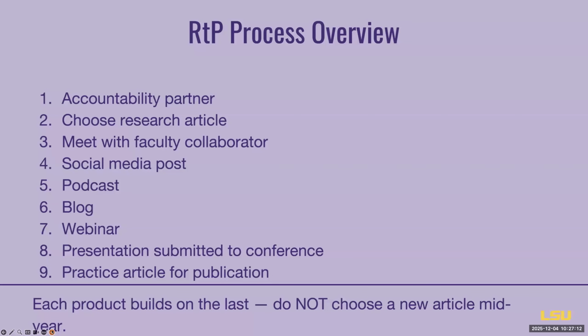We will then move into a series of dissemination products, starting with your podcast, then your blog post, followed by a webinar, then a conference presentation, and finally your practice article that you will submit for publication. Throughout the year, you'll create social media posts that highlight the clinical implications of your article and route people back to the original research. We will also meet with faculty collaborators twice during the year to guide and refine your work. Every step builds intentionally on the one before.